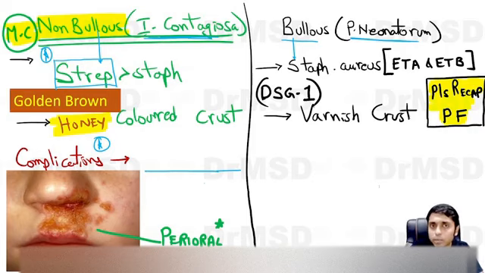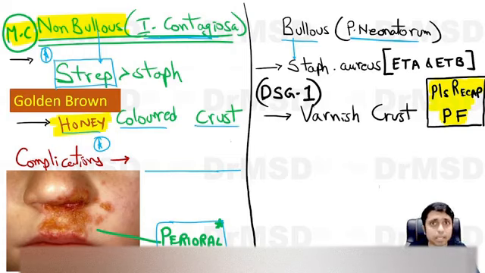So in this non-bullous impetigo, please remember the buzzword which is very, very important: in the child, if a perinasal or perioral area is given in the image, and if it is showing honey colored crust, honey colored golden brown crust, then our diagnosis is going to be non-bullous impetigo. Okay, so there is a slight difference in the crust color. In bullous impetigo, the color of the crust is going to be a varnish crust.